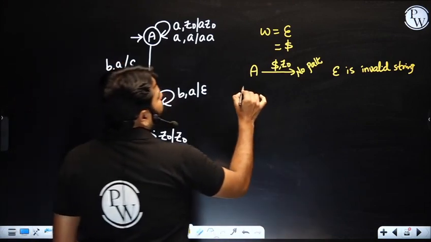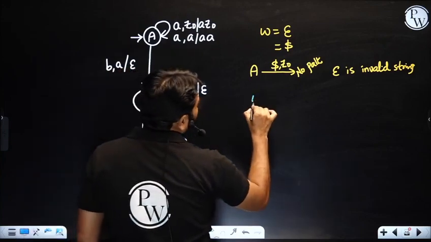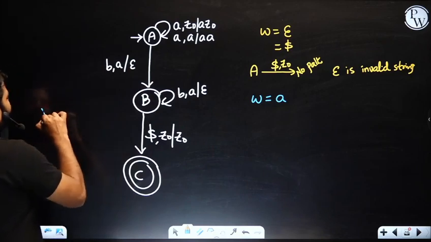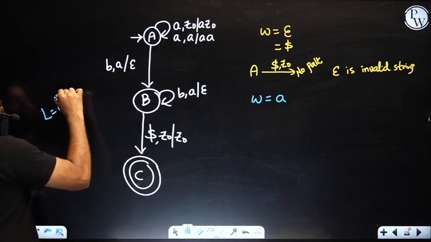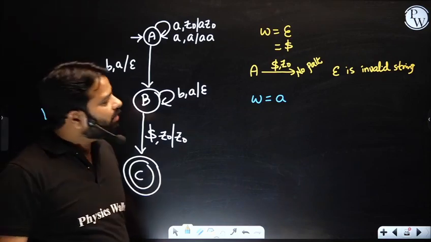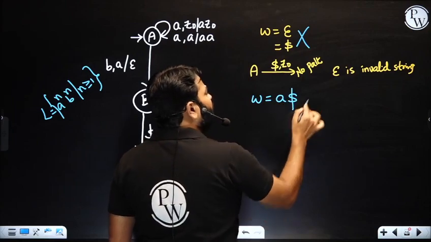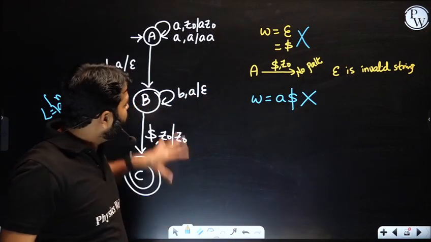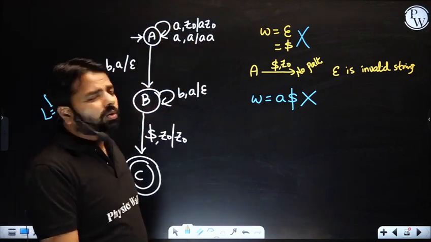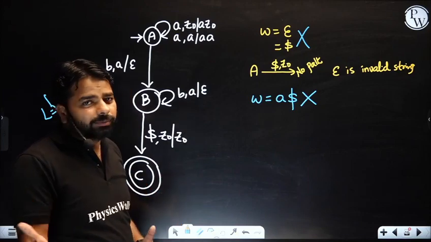Fine, now that's about an invalid string. What about, sir, W equal to A? What happens to this string? Anyhow, we know in the language A power N, B power N, such that N is greater than or equal to 1, definitely A is invalid. Even epsilon is invalid. A means A followed by dollar. We know it is also invalid. But how should we understand this from the machine? So let's start again. Initially, who is on the bottom or top of the stack? Top of the stack, dollar, that's the bottom symbol.